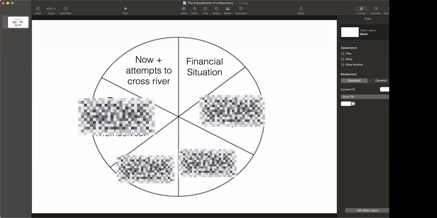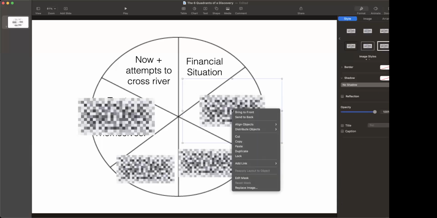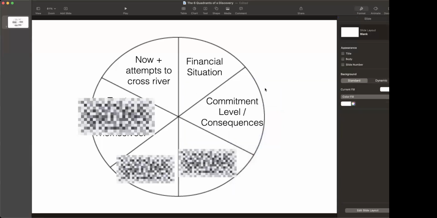Okay, cool. Let's get into number 3. Oh, shit.